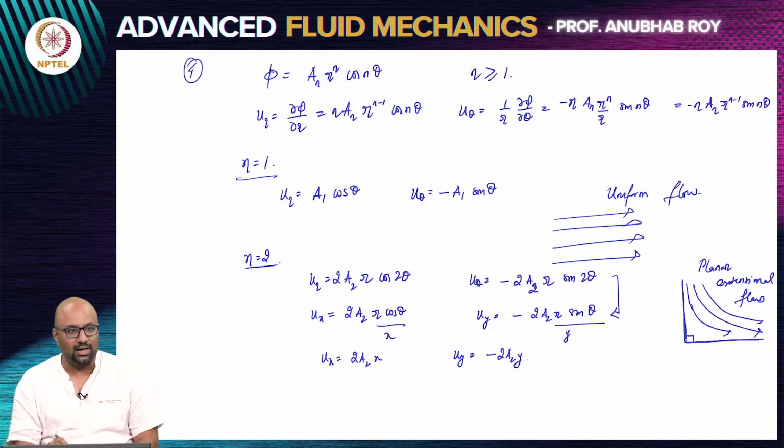So, that tells you that the moment you make n any other integer, automatically these are going to be flows in different wedges. You are going to get flow through different corners. So, it is a pretty complicated scenario if you think of it in terms of what you have to do.